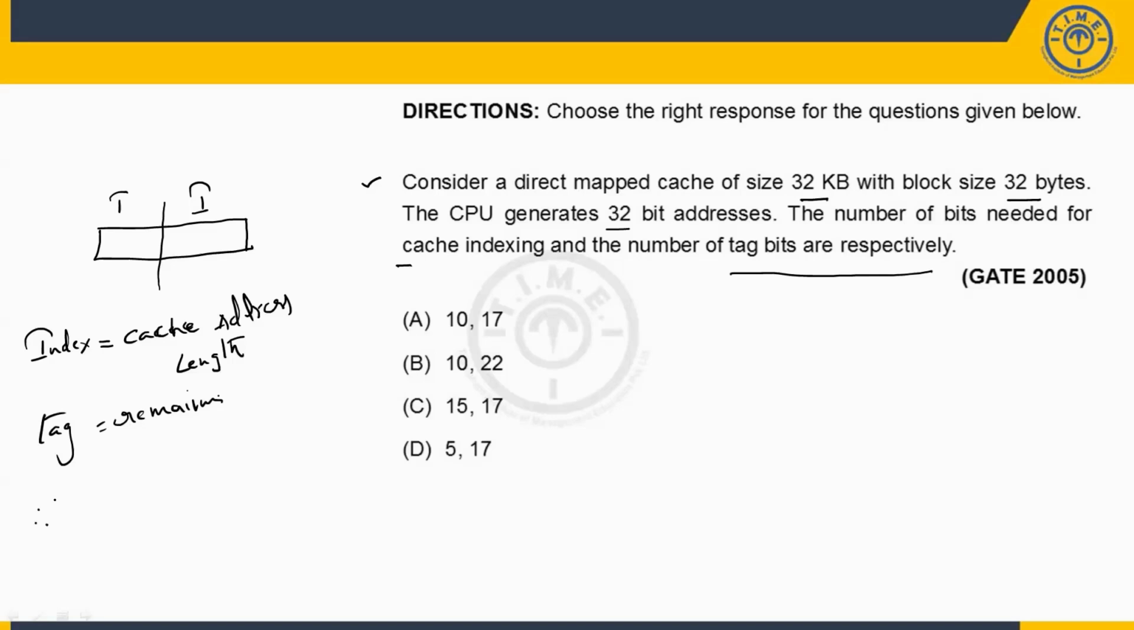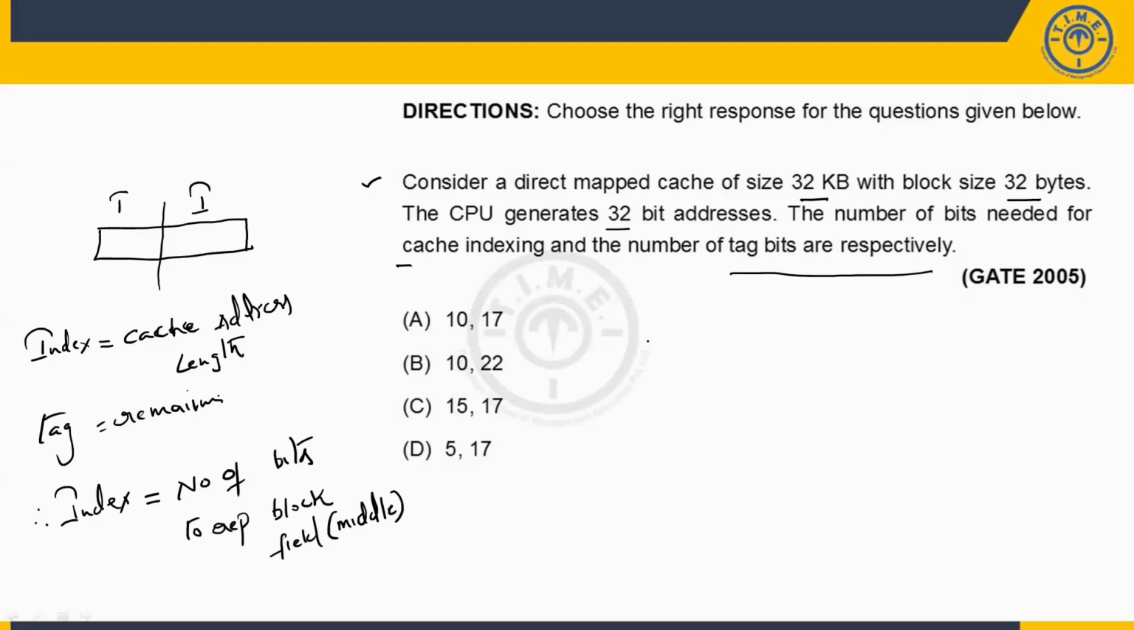Now, there is an additional thing to be noted here. When we are provided with the block size, the index will be just the number of bits to represent the block field. I would say the middle one.